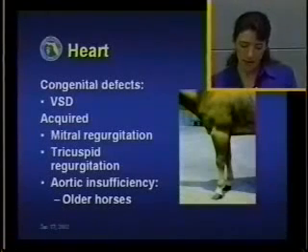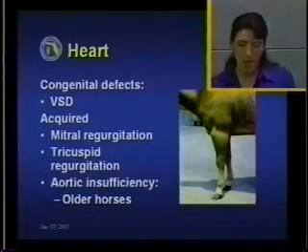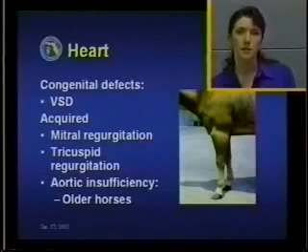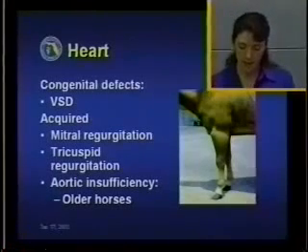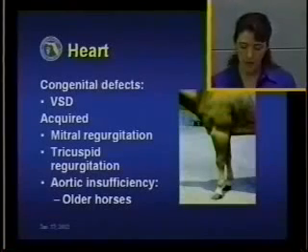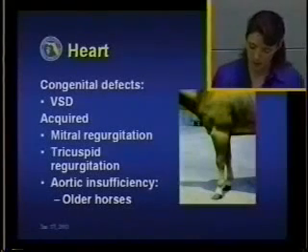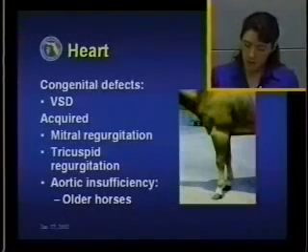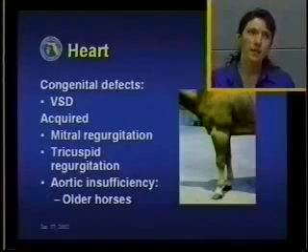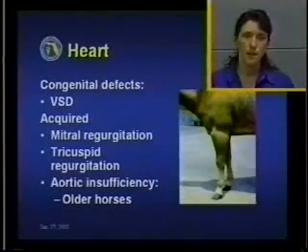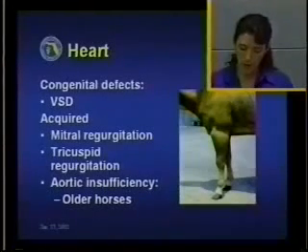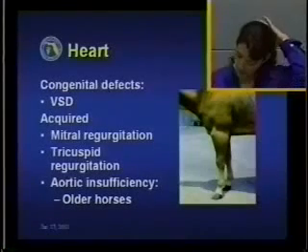The murmur that will be auscultated in the case of aortic insufficiency will be holodiastolic, and it's generally a decrescendo murmur that will be more obvious around the fourth intercostal space over the aortic valve. These horses can also, if they become clinical, exhibit a bounding pulse or, as I said, signs of congestive heart failure.